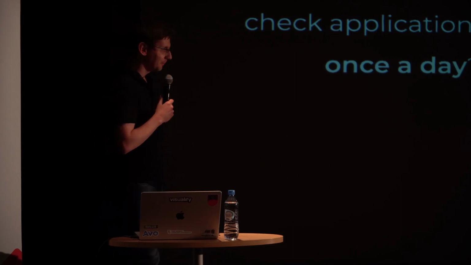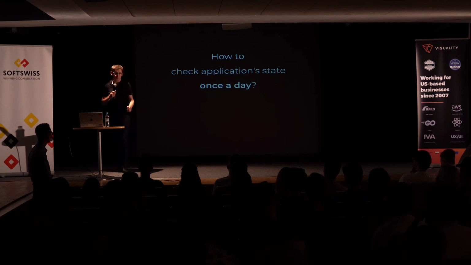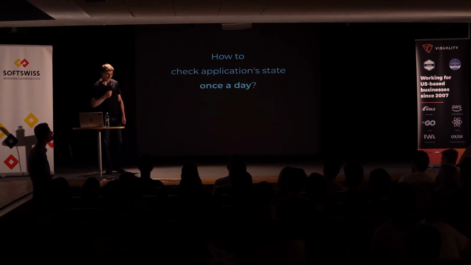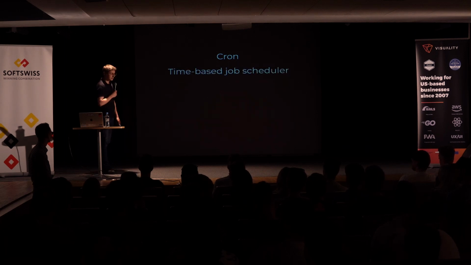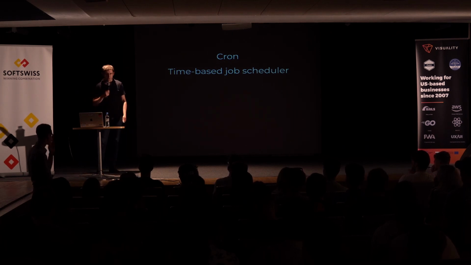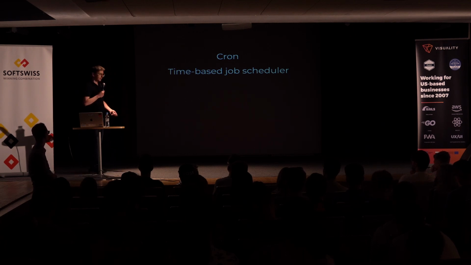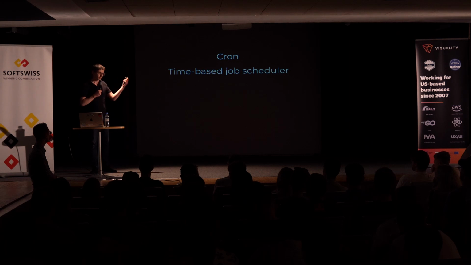So the first one would be, how do you check application state every day, like once a day? It's easy. Let's use Cron. Cron is a time-based job scheduler, right? So the cron mechanic can be found in every Unix-based operating system. It's just a system-level tool. It can also be used as a beloved Sidekiq extension, like Sidekiq scheduler or others. And it's often the case in Ruby on Rails, right?